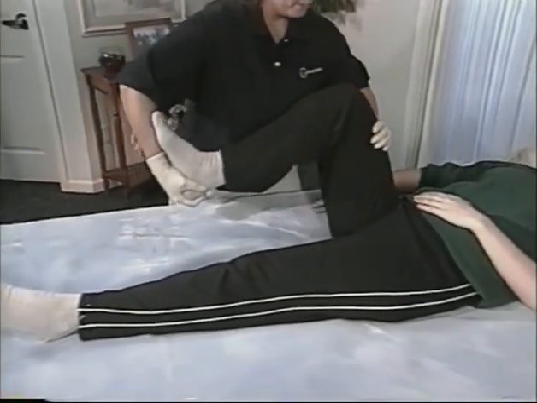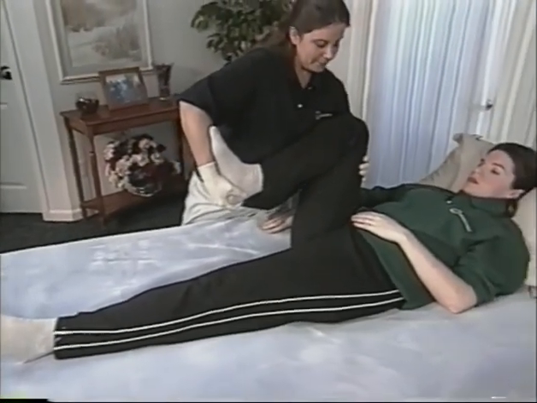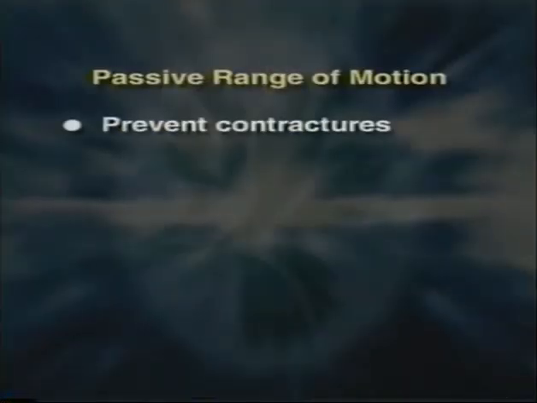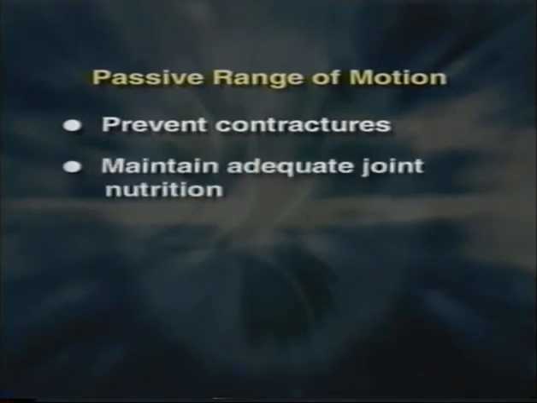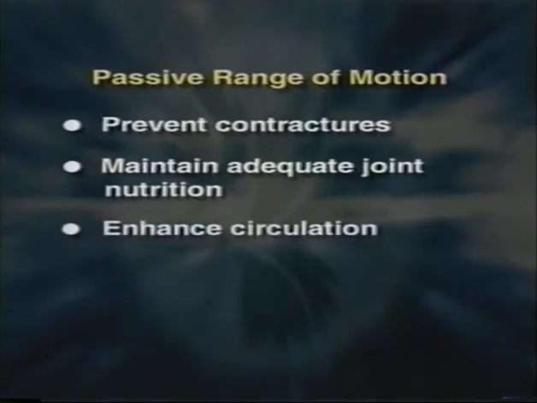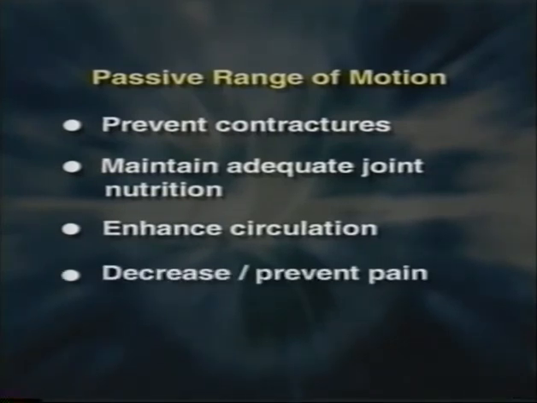The following is a list of benefits from passive range of motion. Prevention of contractures, or limitation in a joint's movement, from occurring. If contractures occur, it usually makes your job as a caregiver more difficult, for example, during showering or dressing. Maintain adequate joint nutrition as noted above. Enhance circulation, thus helping to minimize the risk of blood clots. Decrease and sometimes prevent pain associated with immobility.